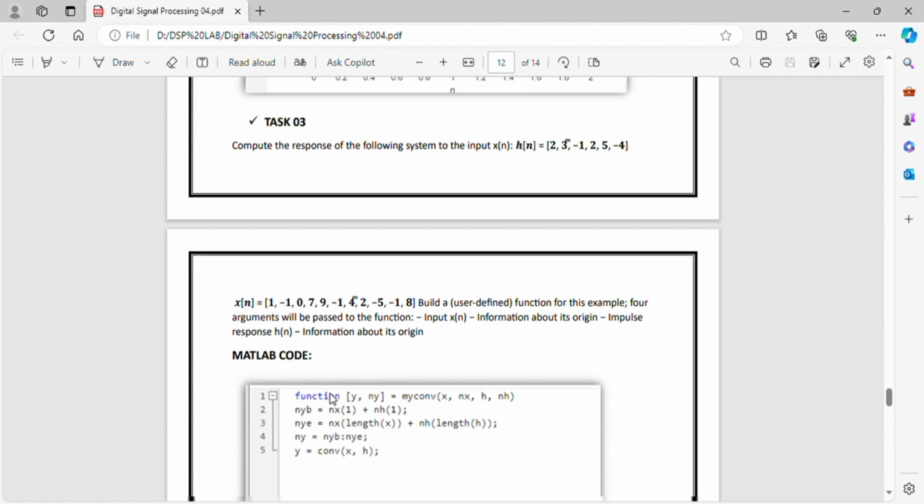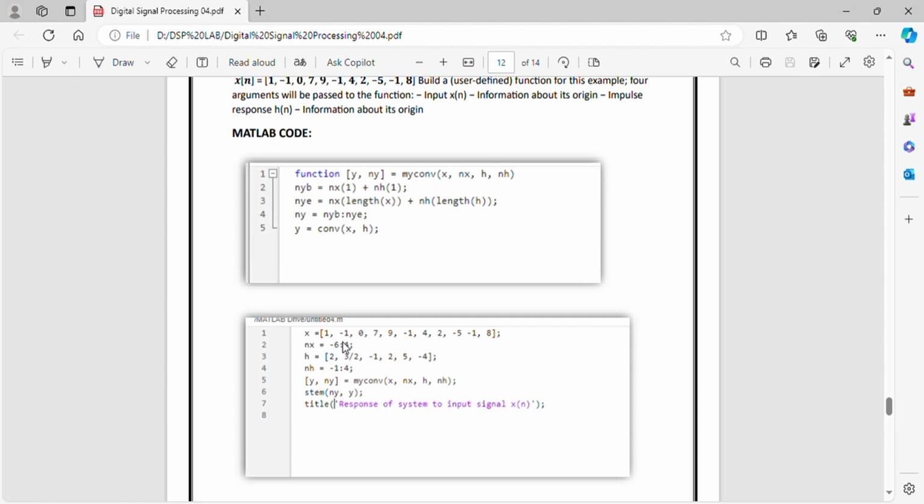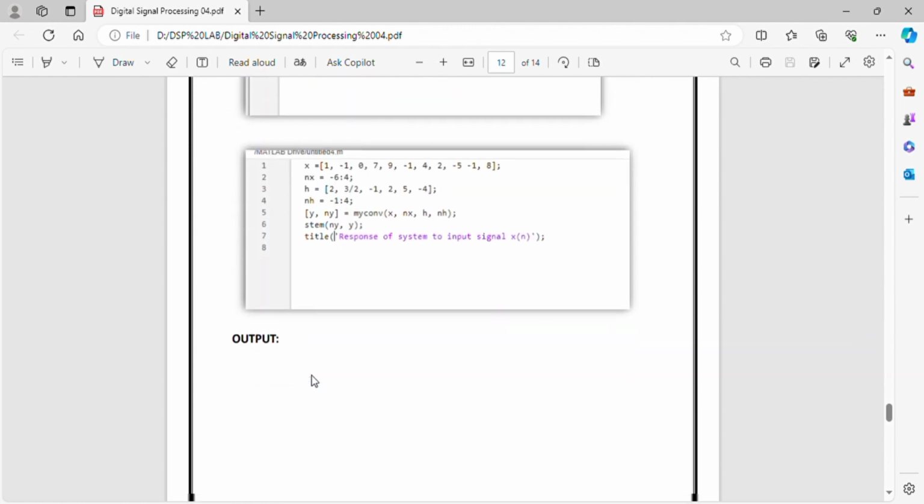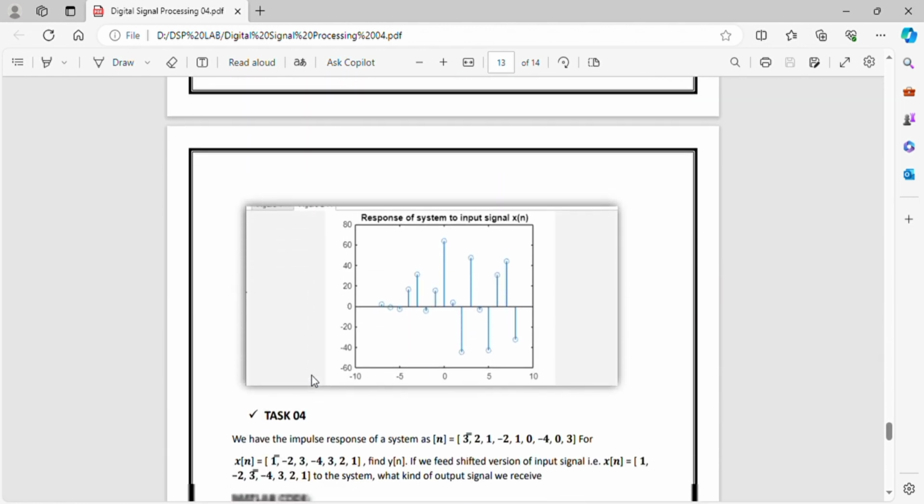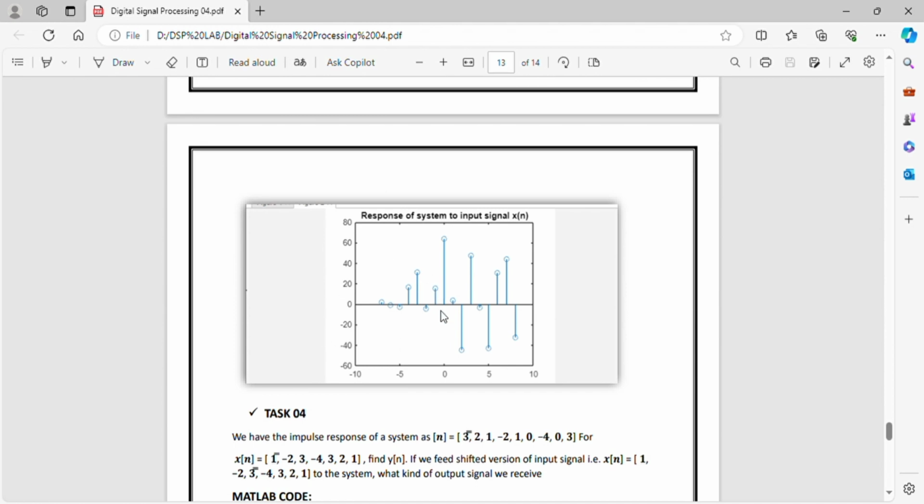And so in the MATLAB code, give the function, x as given below in the question, and give the values of h and x and perform it, and the resulting output is this. This is the response of the system to the signal x[n].